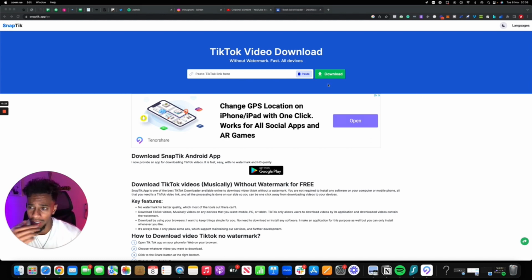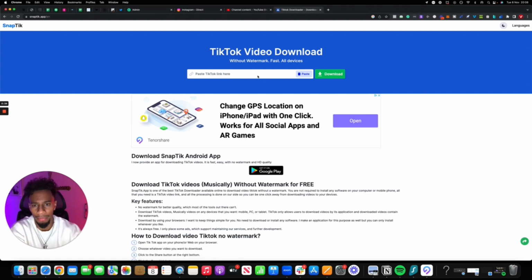There are a few others like SnapCC or SnapSave. There's loads of them out there. SnapTik's the least buggy one. It's the best one that I recommend. So this is basically how we're going to do it.